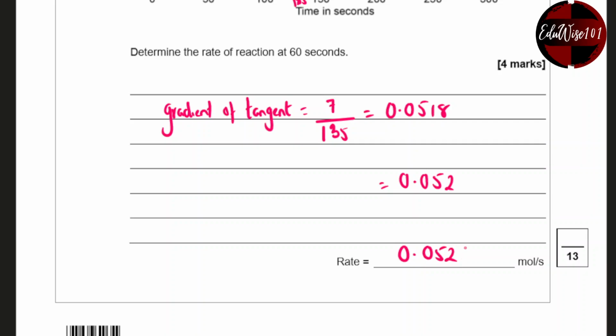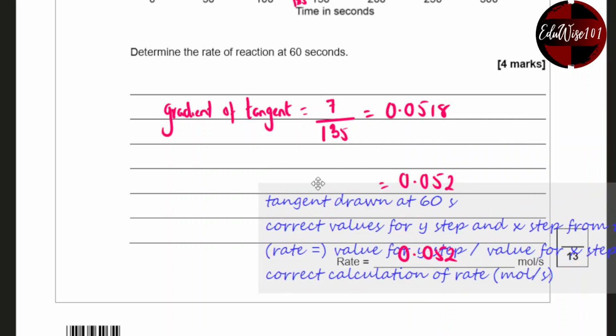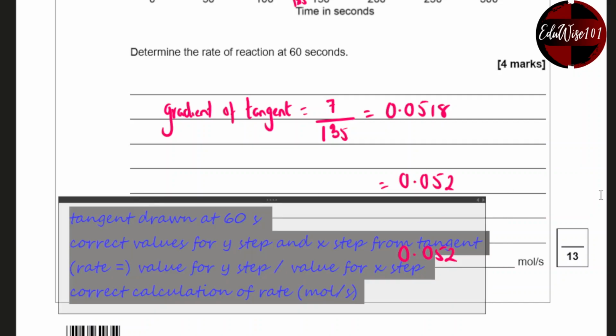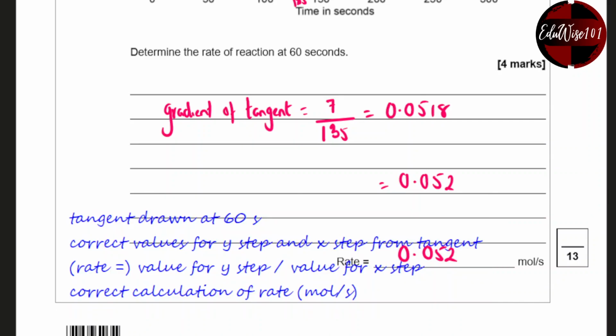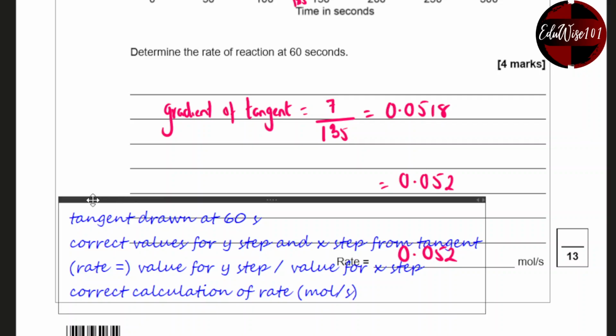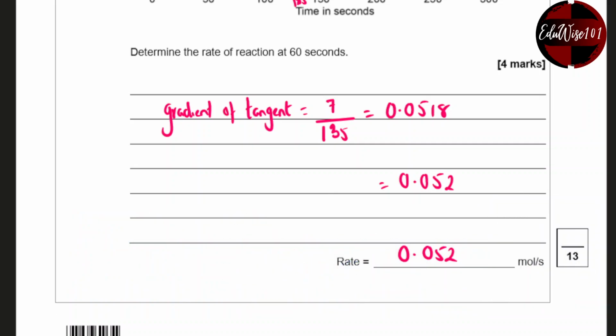0.052 moles per second. Now, just for clarification, I'm going to show you what the marking scheme says. Tangent drawn at 60 seconds, correct values of y step and x step from the tangent, rate equals value for y step over x step, correct calculation of rate. So they're not actually giving a number, they're expecting you to work it out. Depending on how you drew the tangent, the answer might change. As long as you got that correct, you're going to get the 4 marks.